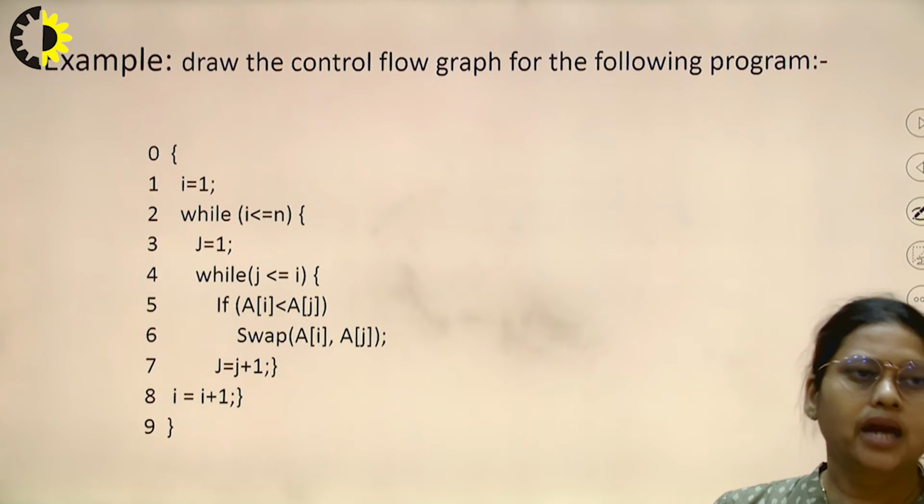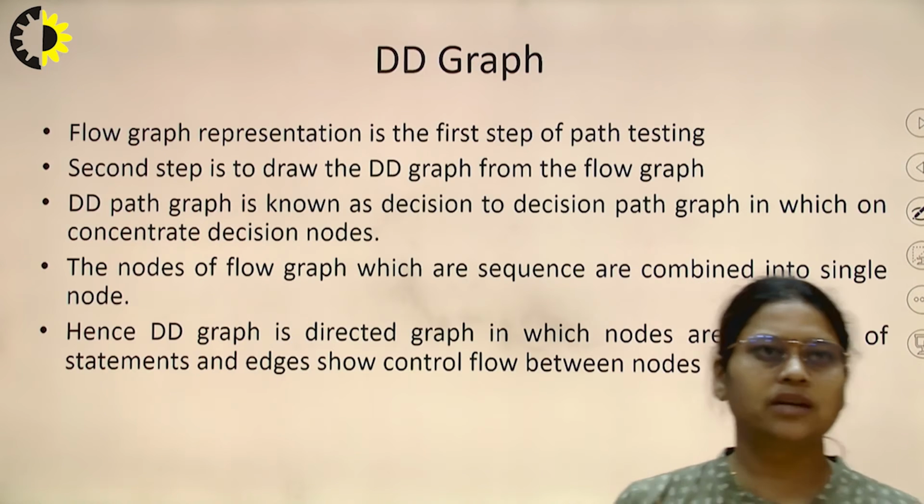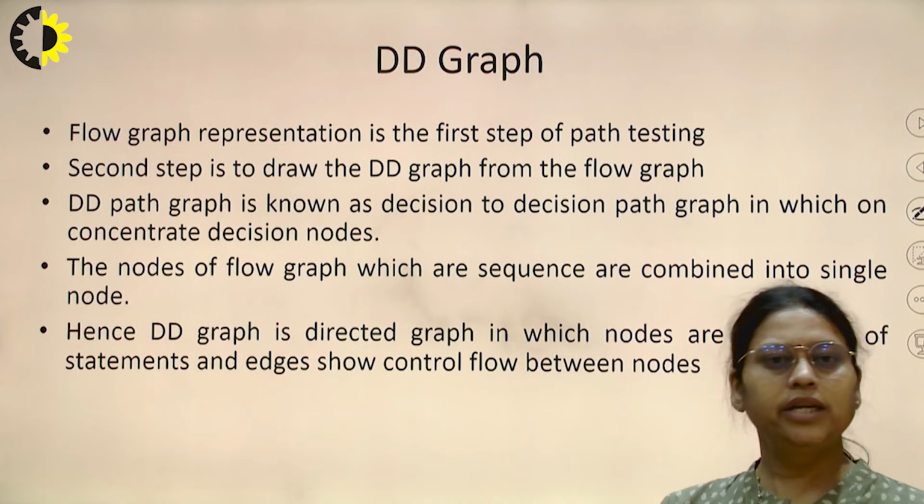This is another example of swapping, where we just convert this program into a CFG. Now we come to the DD graph.